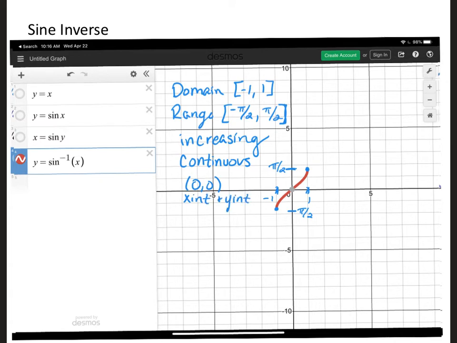Sorry, I said that was the last, but I also think it's worth talking about because this is a closed and bounded graph. It does have an absolute maximum and an absolute minimum. The absolute maximum value is at 1, pi over 2, and the absolute minimum value is at -1, negative pi over 2.